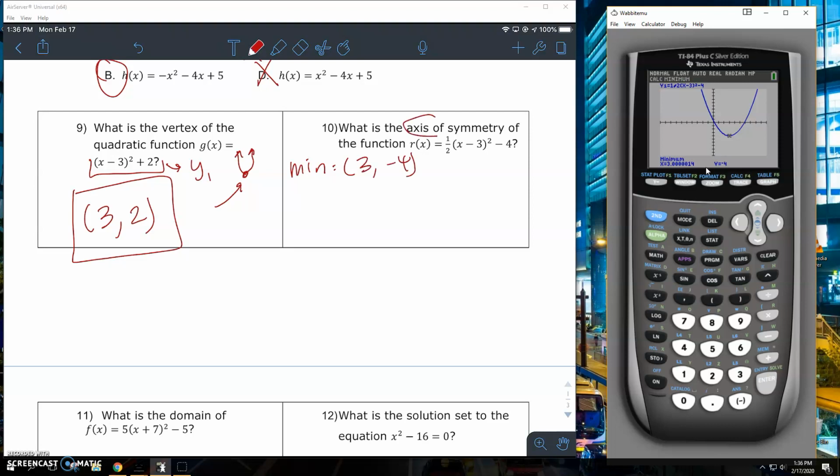But because it's asking for the axis of symmetry, it's just asking for the x value. So x equals 3 is my axis of symmetry.